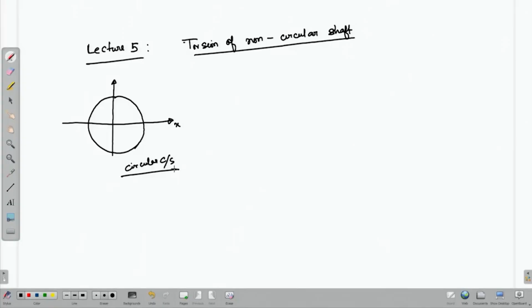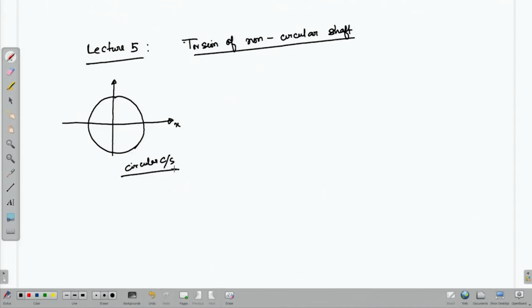Hello, welcome back to Aerospace Structural Analysis. In the last lecture, which was lecture 4, we studied torsion of circular cross-section shaft in the context of theory of elasticity. So, in this lecture, we will move on to torsion of non-circular shaft. But before we move to torsion of non-circular shaft, let us summarize what we studied for circular cross-section shaft and then translate those concepts to torsion of non-circular shaft.